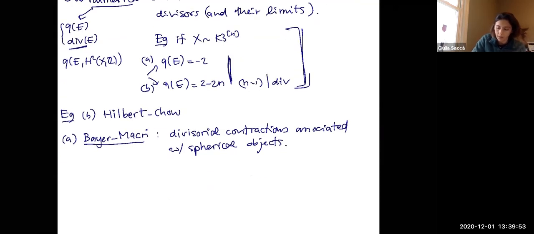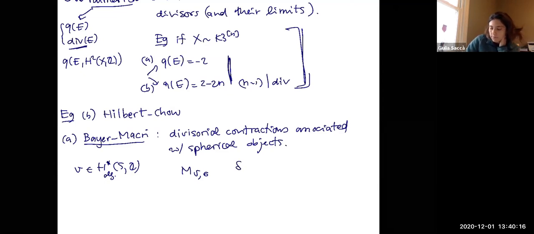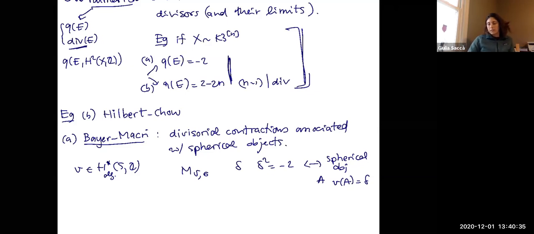And more precisely, if I have a primitive Mukai vector v in the algebraic cohomology of S, and I look at the moduli space of stable sheaves, or Bridgeland stable objects, with Mukai vector v, and suppose I have a class delta with delta squared equal to -2. So this corresponds to a spherical object, say A, with Mukai vector of A equal to delta. Spherical object means that its self-Ext algebra is just like the cohomology of a sphere.